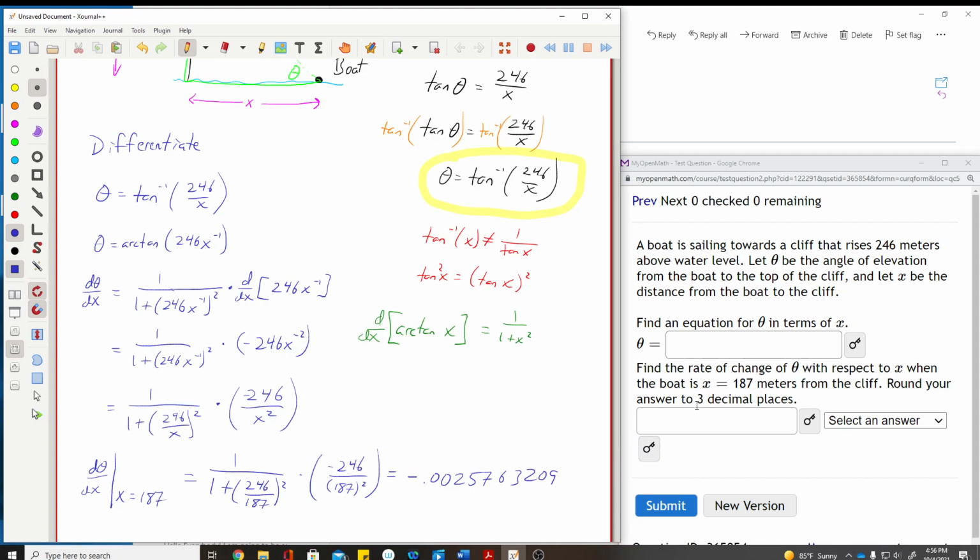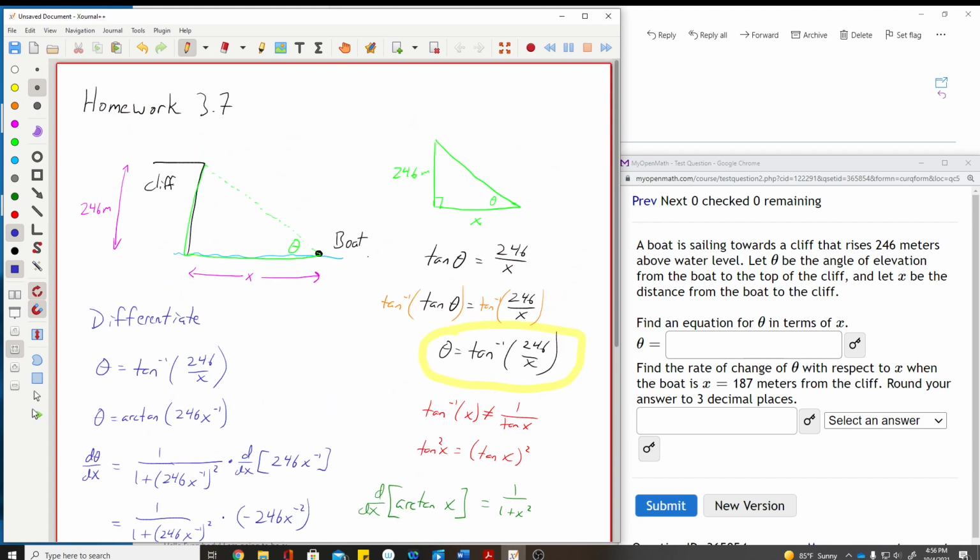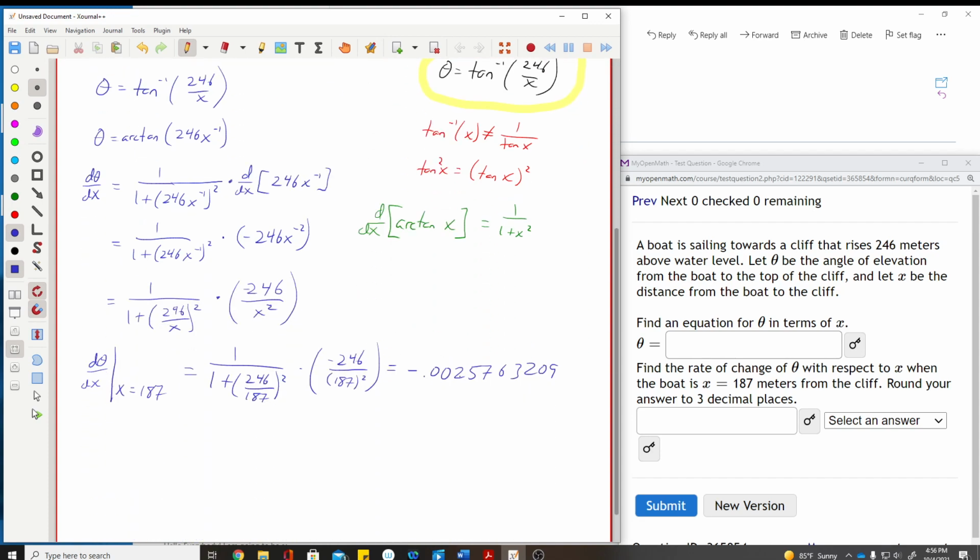And the problem says round to 3 decimal places. What I want to do is look at it and ask, does it seem reasonable? And in particular, does the negative make sense? If I think of this as rate of change, what I'm saying is, every time x gets 1 bigger, what happens to theta? Well, if x is getting bigger, the boat is getting further away, so that angle should be shrinking. So the negative makes sense. And it shouldn't be shrinking by very much. If this boat is already 187 meters away, 1 more meter isn't going to make a huge difference in the angle. Remember, this is also radians, not degrees. So it makes sense that I get a small negative number.